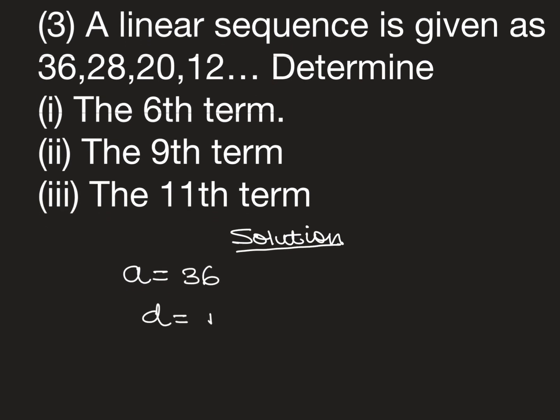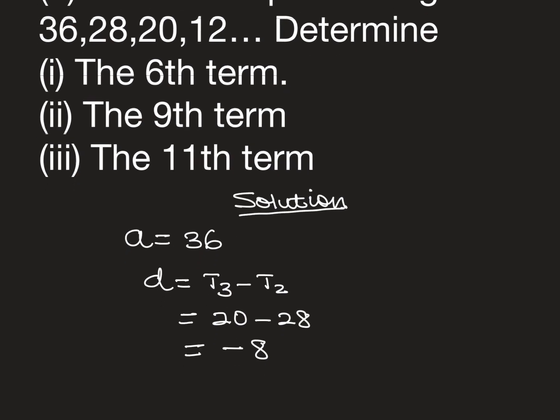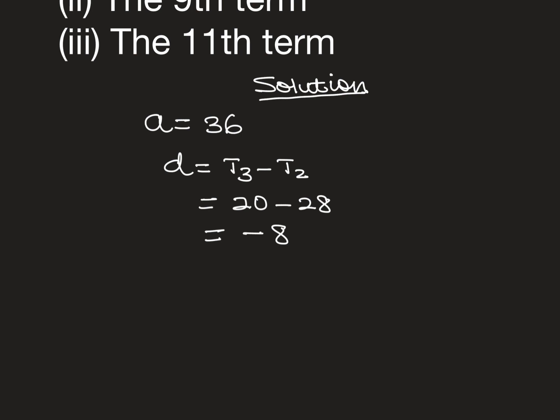T3 minus T2, or if we like T2 minus T1, but this time I'm going for T3 minus T2. So the third term is 20 minus the second term, 28. So 20 minus 28 is minus 8. Be careful of the negative sign. So in this sequence, the common difference is negative. Do not forget it.